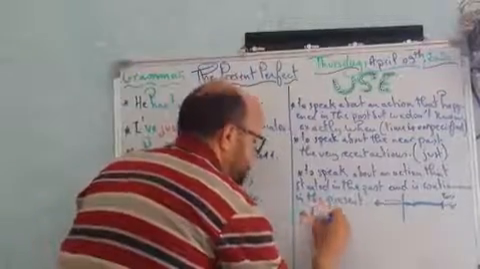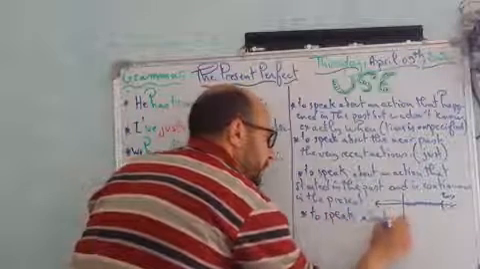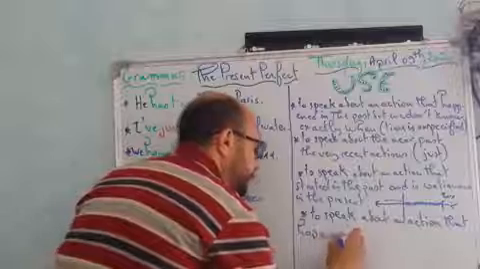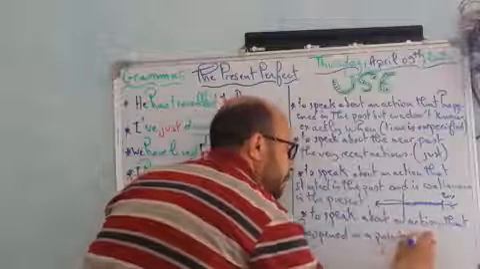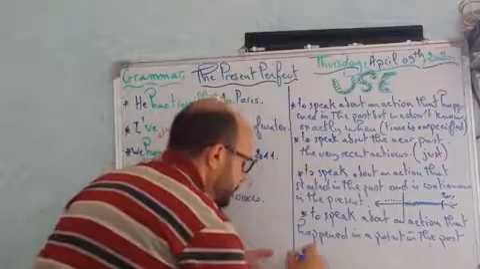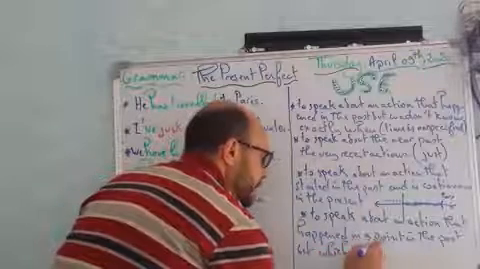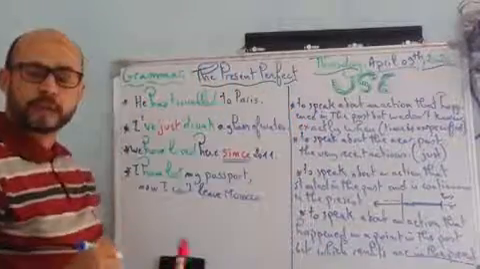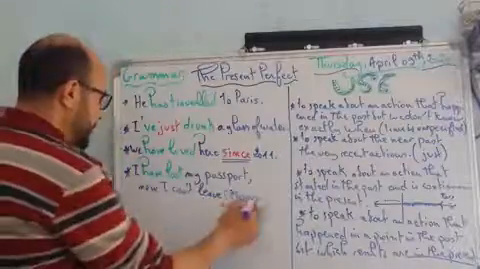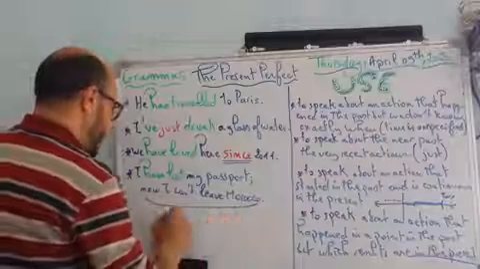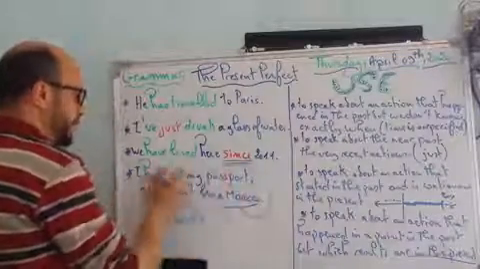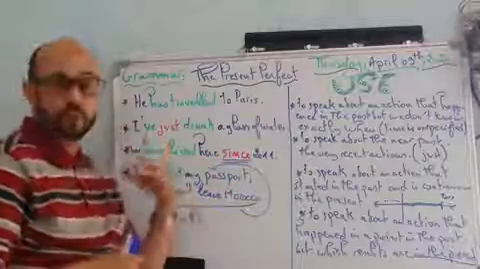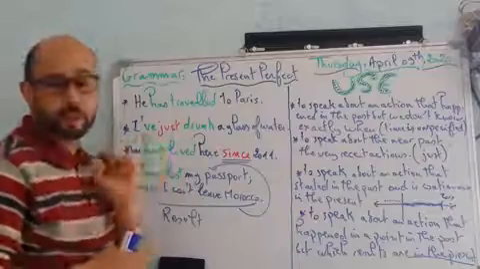So we use it to speak about an action that happened at a point in the past, we don't know when, but whose results are in the present. The results of this action are in the present. This is the result. Result of what? Of an action that happened in the past. We don't know when. So these are the four major cases or instances where we use the present perfect.